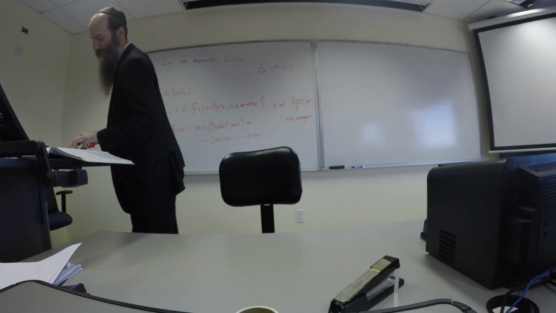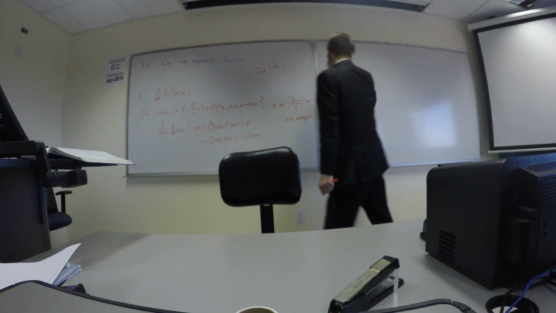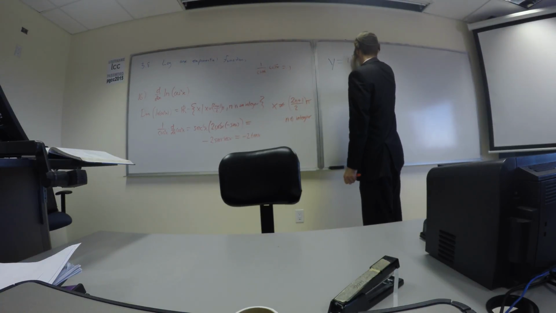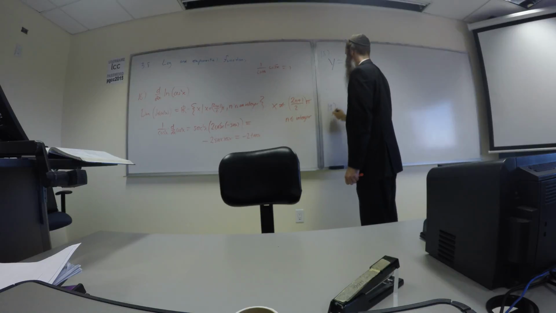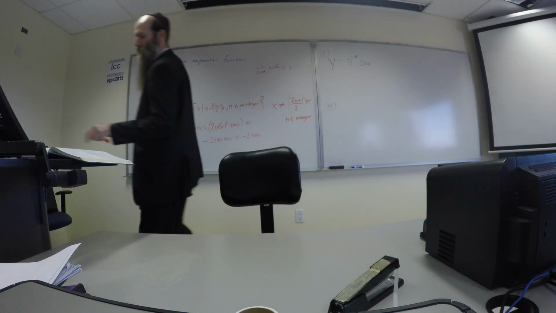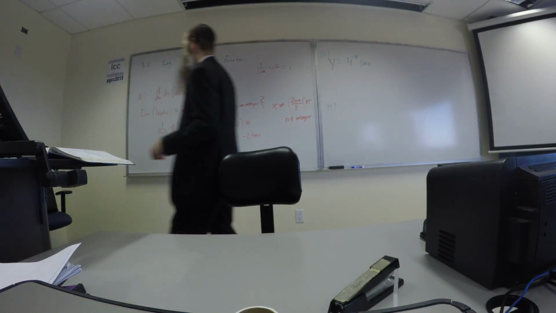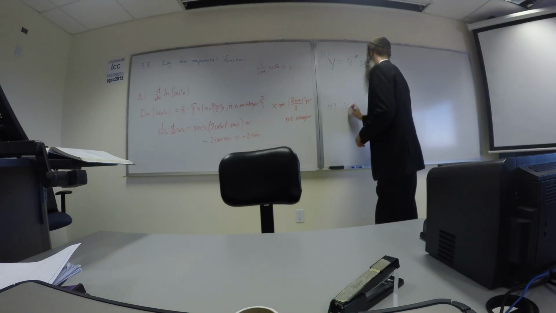Number 18 and number 19. Y equals 4 to the negative x sine x. Number 19, we'll move on to something a little trickier. Y equals x cubed times 3 to the x.